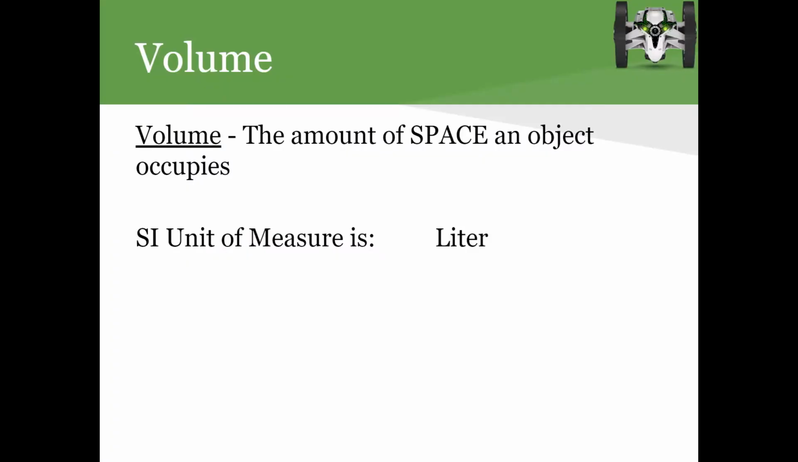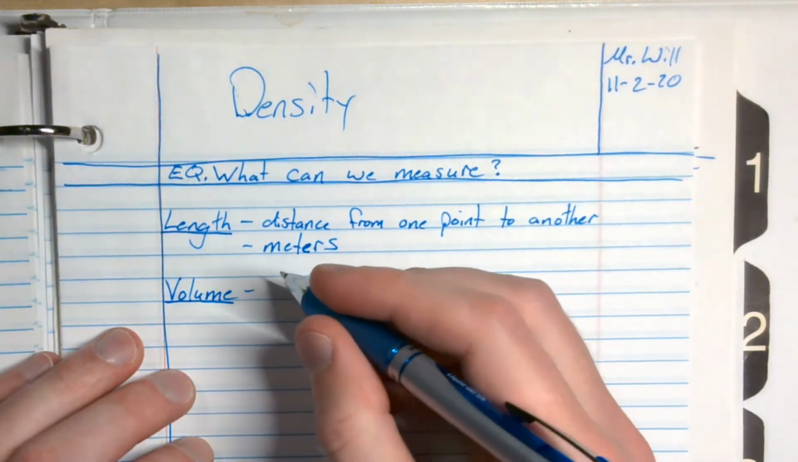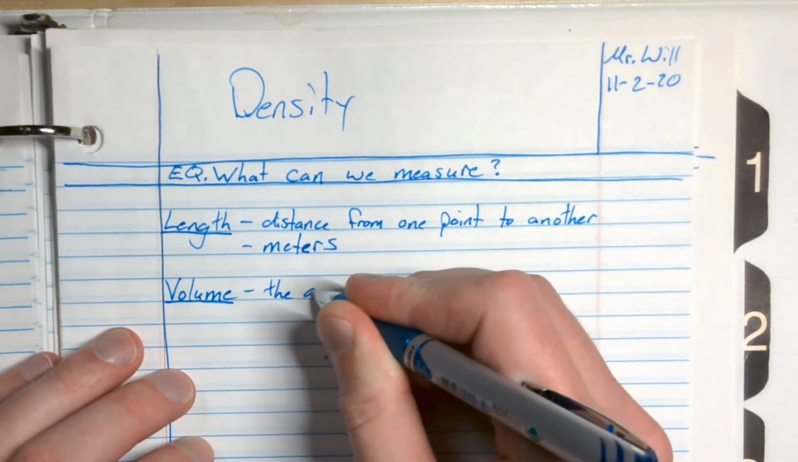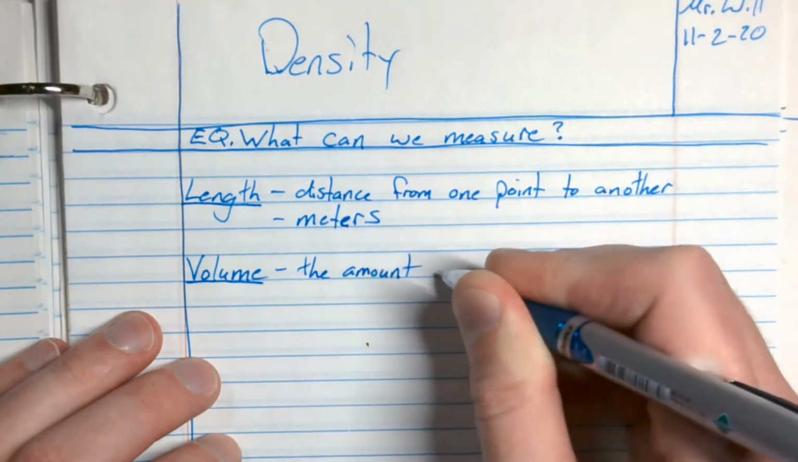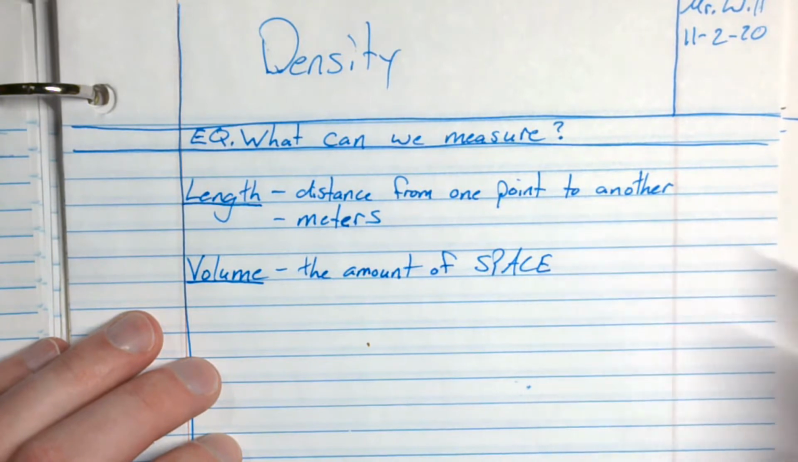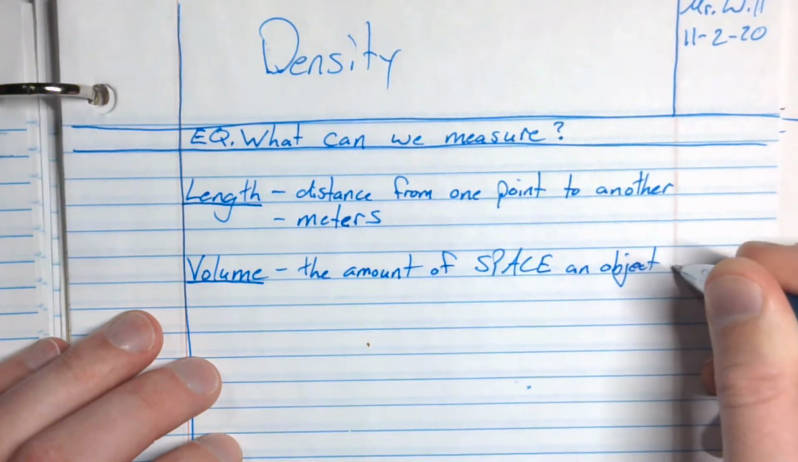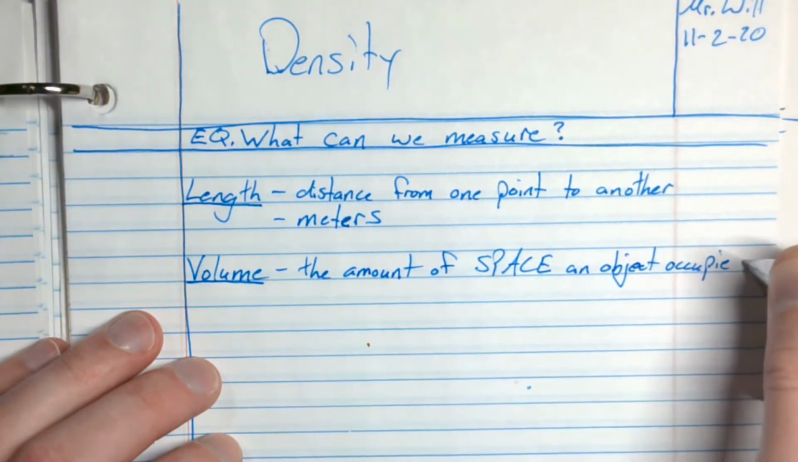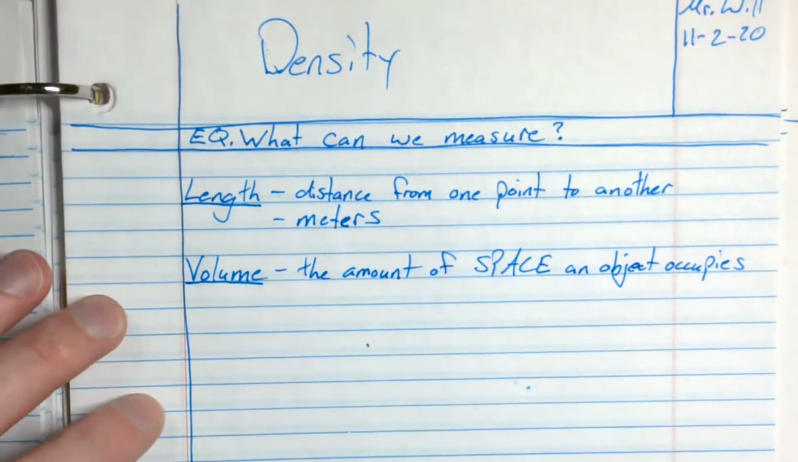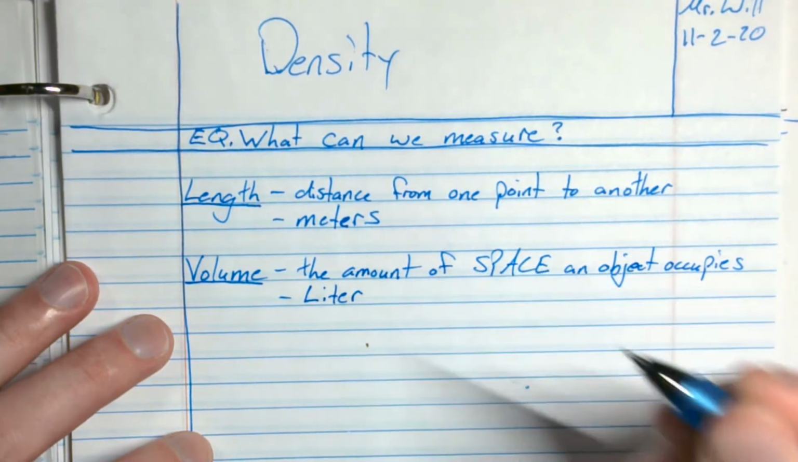Our next thing is volume, and there are two ways that we're going to find volume. So volume is the amount of space an object occupies, or how much space something takes up. And for that, we will use a liter.